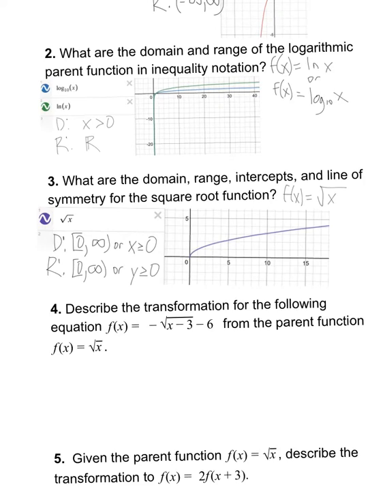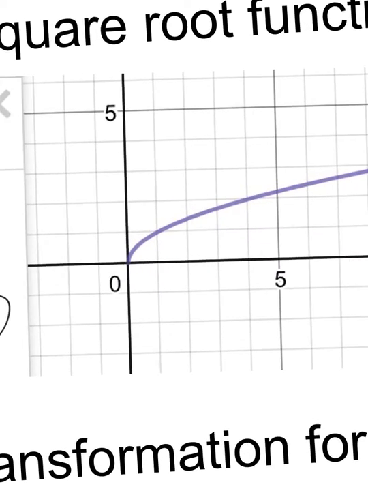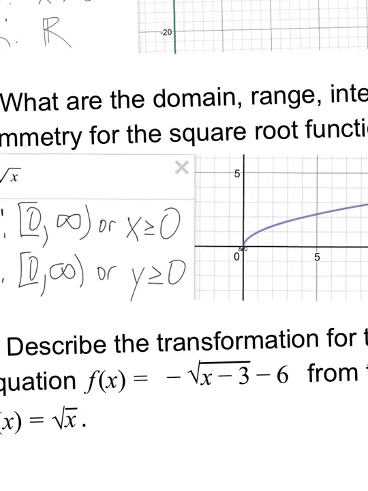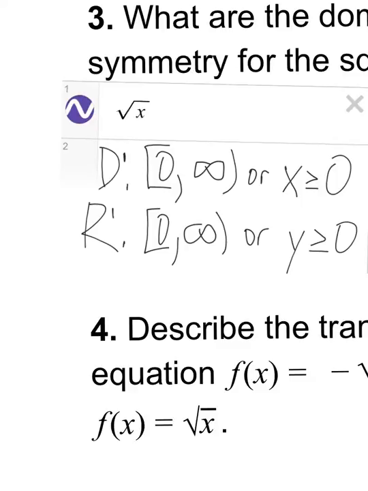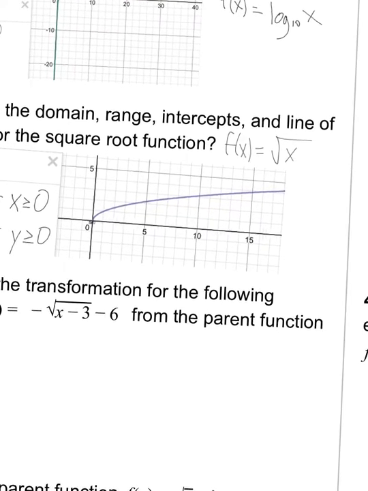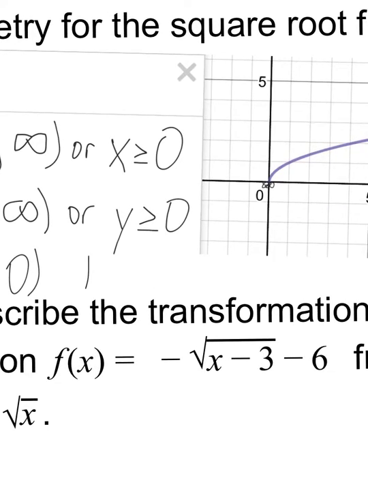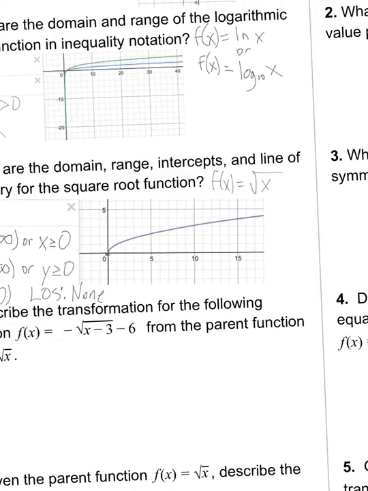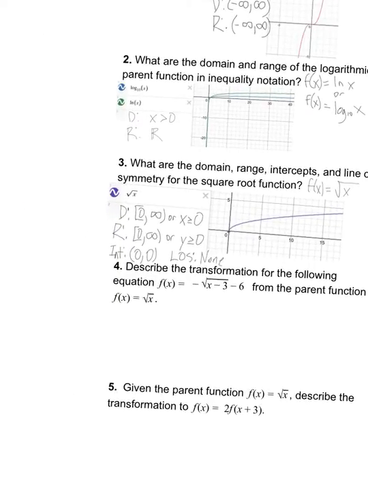Now it says, what are the intercepts? The intercepts meaning where does it touch through in the x-axis? So you could say 0, 0. You could say the origin, whatever. I'll just say intercept is at 0, 0. And let's see here. The line of symmetry, I will abbreviate that as LOS. And there is none. You cannot split this graph in half symmetrically, whether it's this way, that way, or that way. Yeah. So that's number 3.